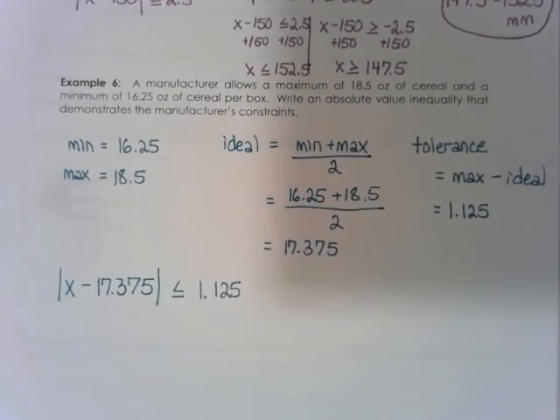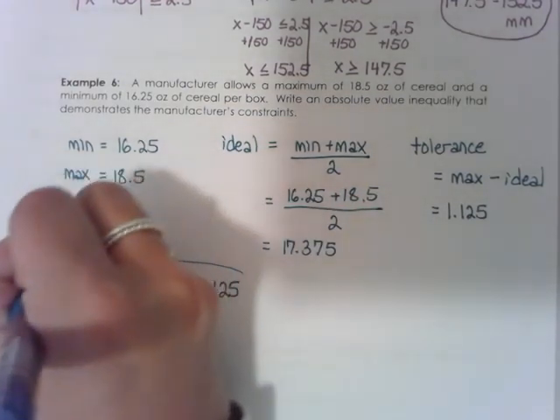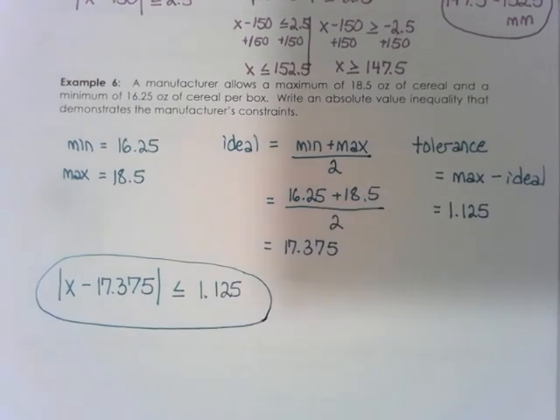And that is the absolute value inequality that represents the manufacturer's constraints. The reason that we would need to find something like that is if we were programming a set formula into a machine at a factory that distributes the cereal. So this is a place where math comes into real life. It helps with carpentry. It helps with manufacturing. So let me know if you guys have any questions about absolute value inequalities. I'm always here to support you guys and answer any questions that you may have.